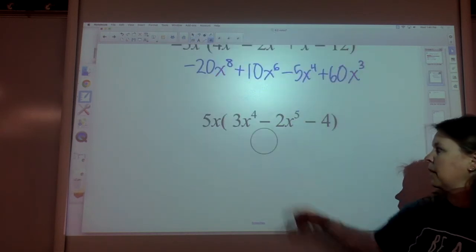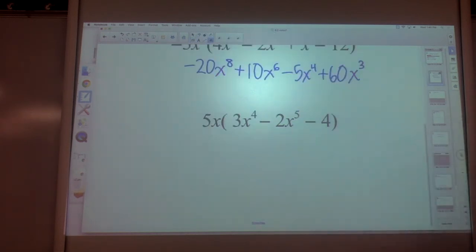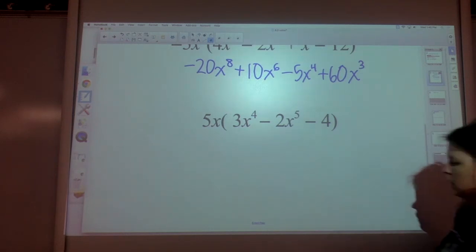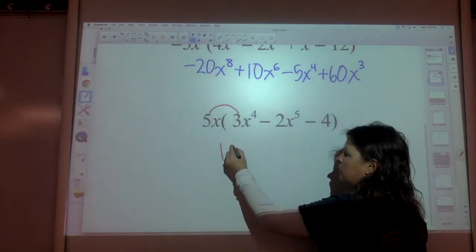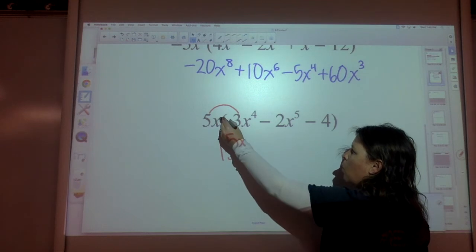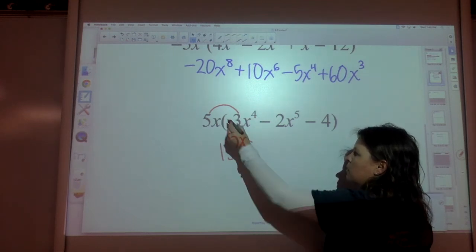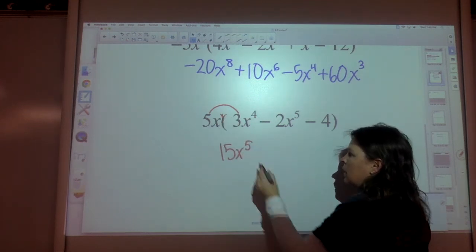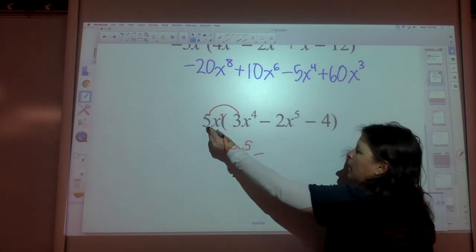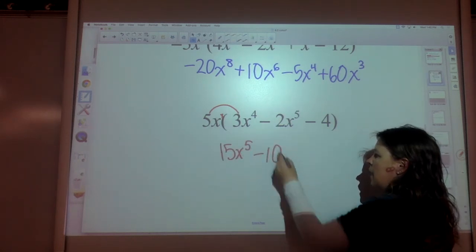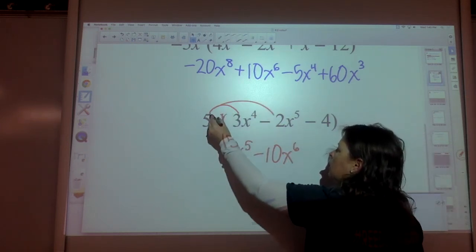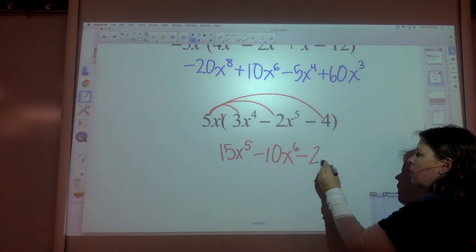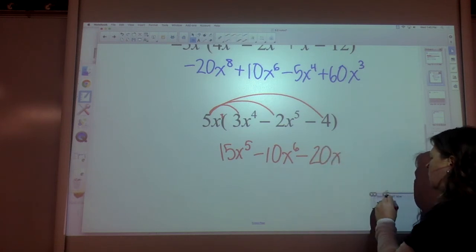Last one of this page. I would have you try it by yourself, but I'm afraid you'll make the same mistake over and over. We're going to distribute this. It doesn't look too bad. It's nice and short. 3 times 5 is 15. X to the 1 plus 4 is 5. And you may want to put that 1 there right now since you're going to keep distributing it. Minus 5 times negative 2 is negative 10. X to the 6th. And minus 20x. Just don't put the 1 there.